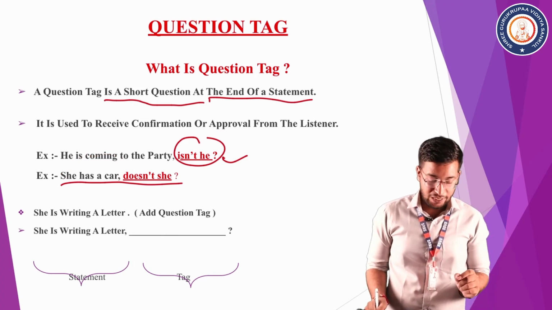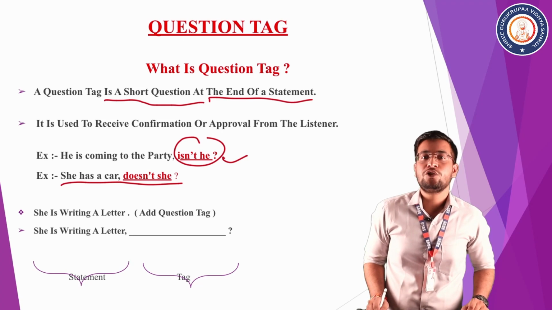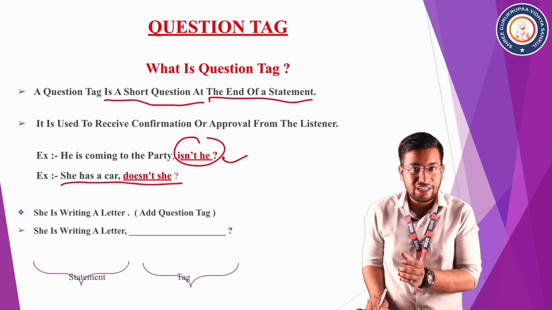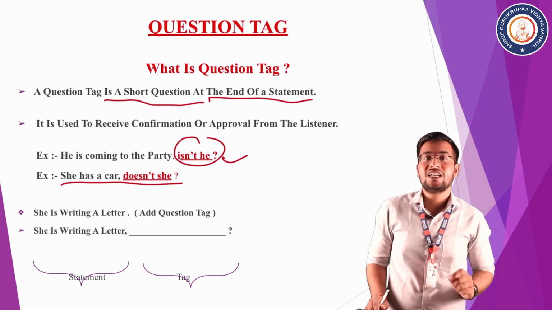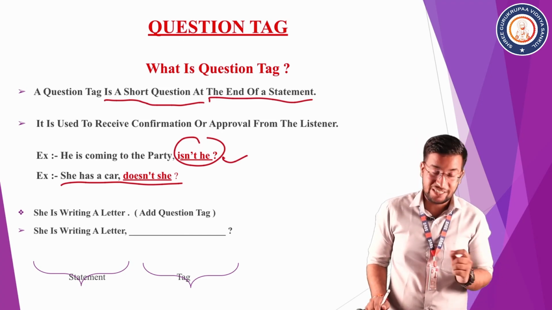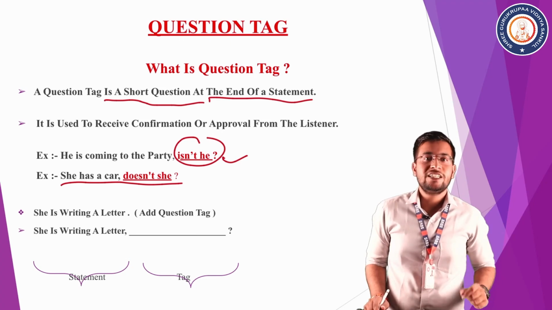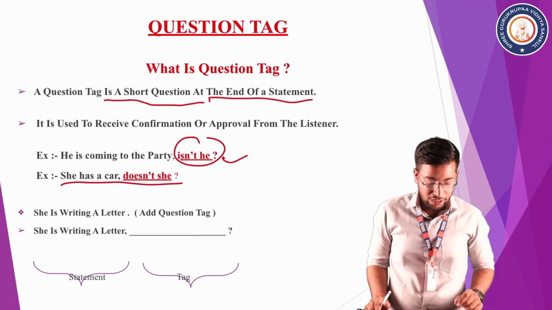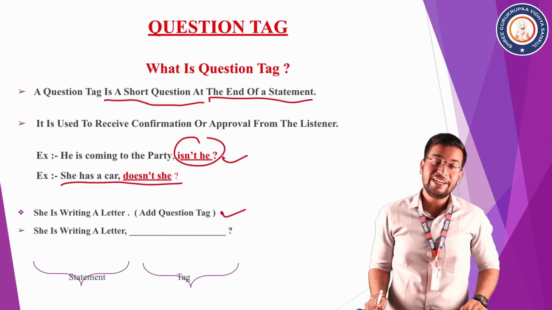In this example, at the last we have used isn't he. He is coming to the party. वो पार्टी में आ रहा है ना. Isn't he means this. She has a car. उसके पास एक कार है. Doesn't she? नहीं है. So I think it is clear to you that we use question tag for the confirmation or approval.